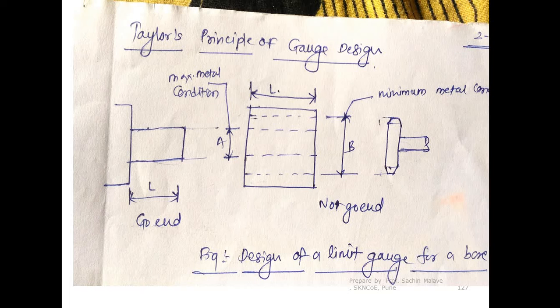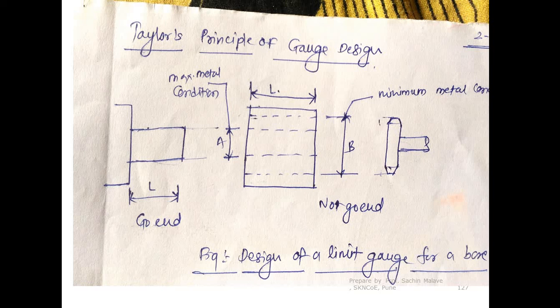So what is told by Taylor? According to Taylor, what Taylor says is about the go end of the gauge. Suppose we have to certify this hole, whether it is okay or not okay.